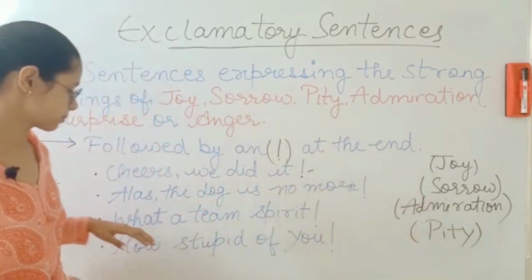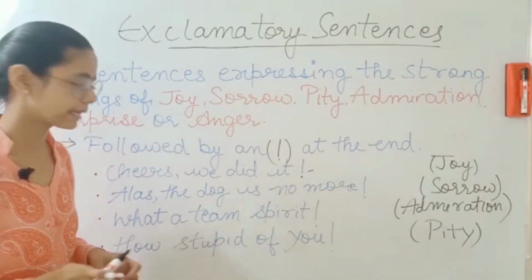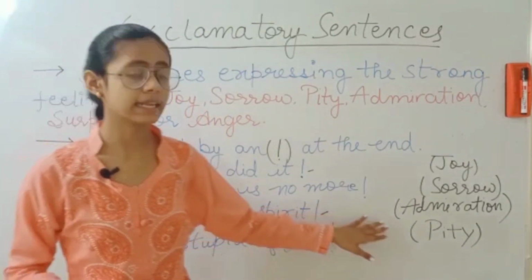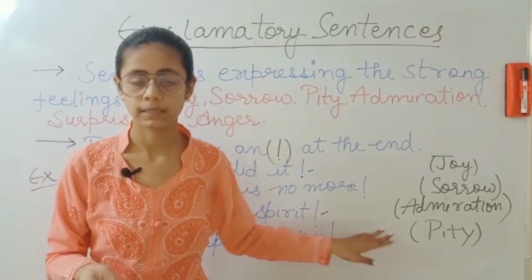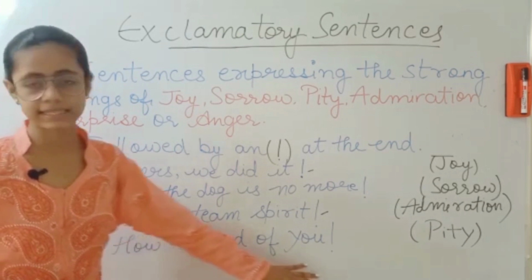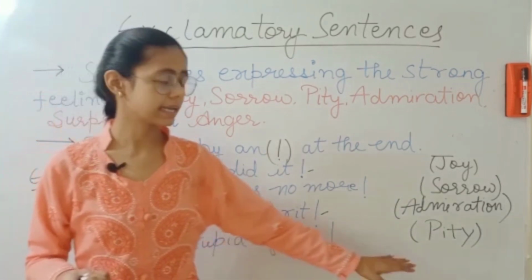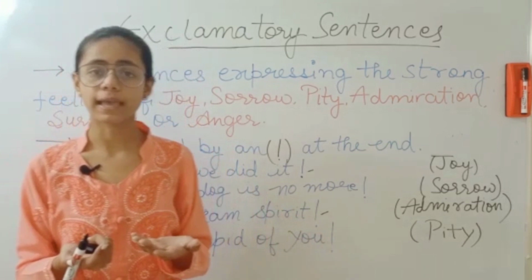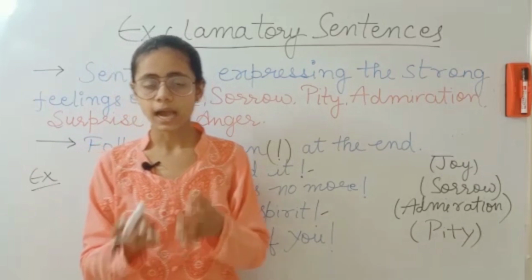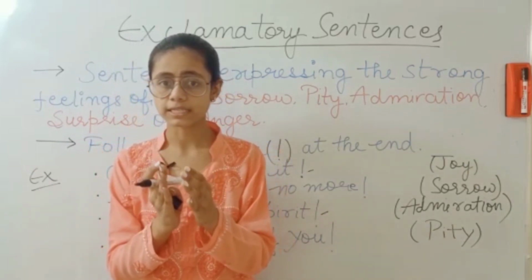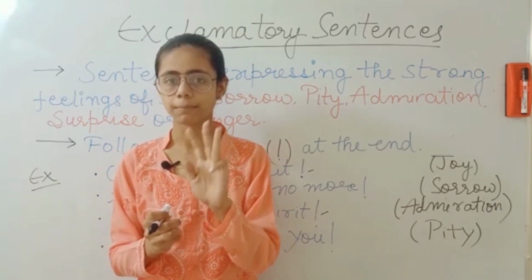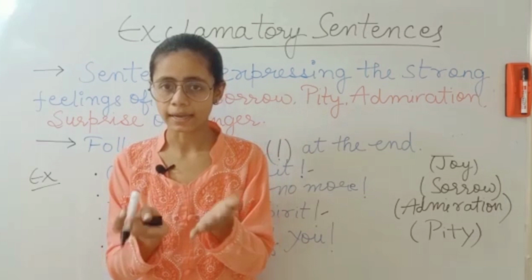The third sentence, what a team spirit! Again, it is followed by an exclamation mark. This sentence is indicative of admiration. The last and the fourth one here says, how stupid of you! Exclamation mark. This sentence indicates pity, and all of them are exclamatory sentences. So exclamatory sentences are those sentences which express these strong feelings of joy, sorrow, pity, admiration, surprise, or anger.